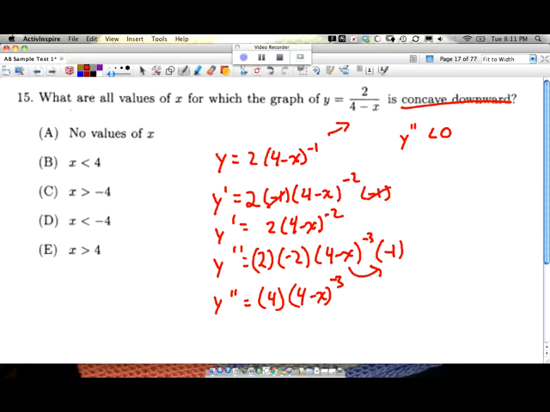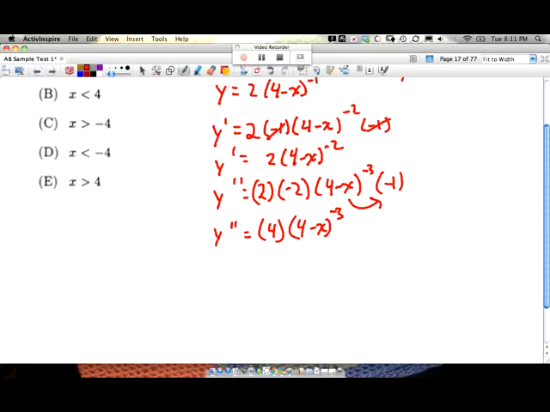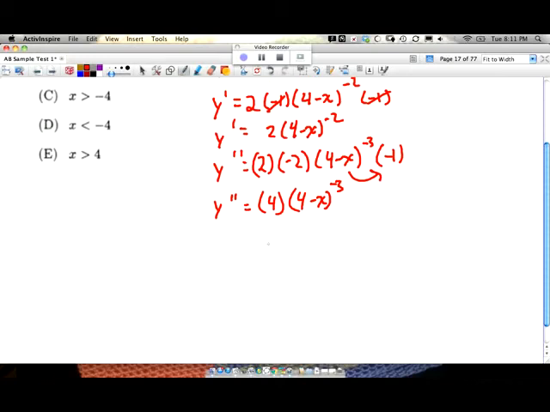We want to figure out when is that concave down. Okay, when is that negative? Okay, well, let's do some stuff here now. We would have 4 over 4 minus x cubed. When is this negative? Well, the top, the numerator, is always positive. And the only way to make a fraction negative when the top is already positive is that the bottom would be negative. So I need to make the bottom negative. So when is 4 minus x quantity cubed less than 0?